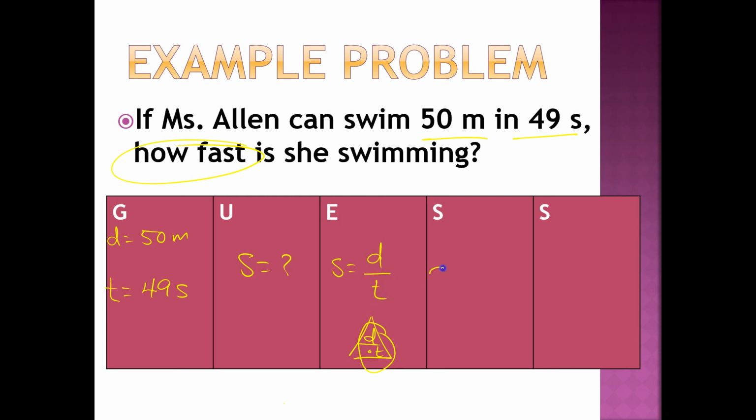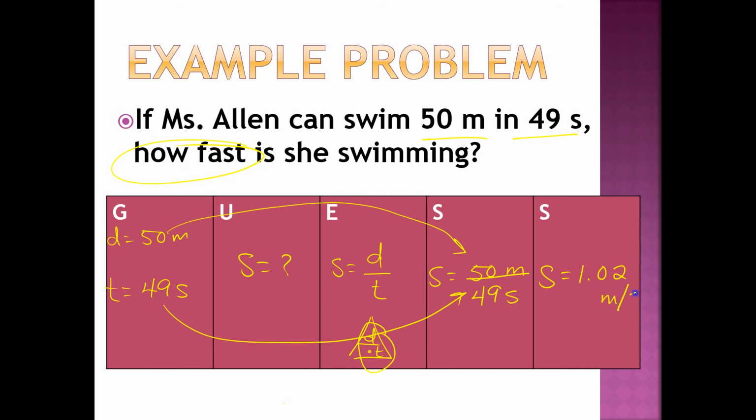Then when I substitute, I leave the S equals, we're still looking for speed, leave my math symbol the same, and I substitute 50 meters. If it's on the top in the fraction, then I put it on the top in my problem, and 49 seconds is my time. And then you can use a calculator to solve. I have no problems with you using a calculator to do your work, as long as you make sure that you round to the correct number of digits. 50 divided by 49 is 1.02, and my units would be meters per second. Good.